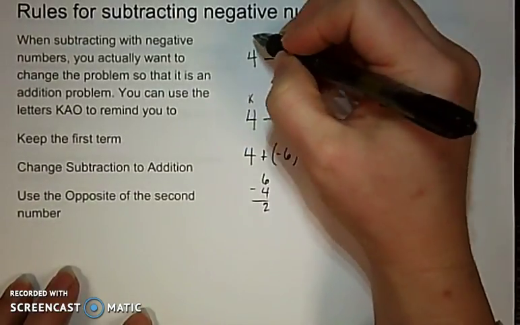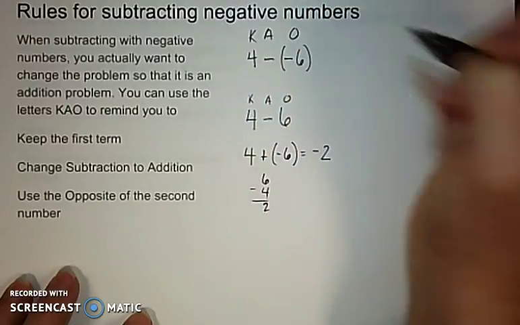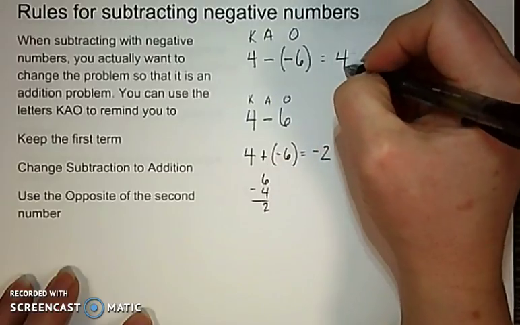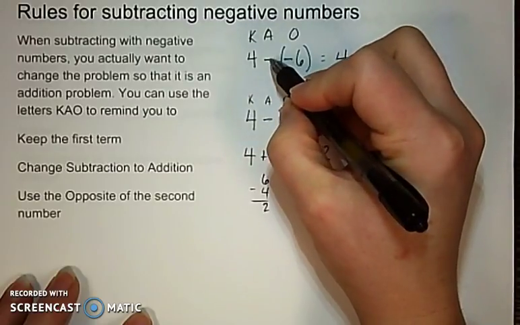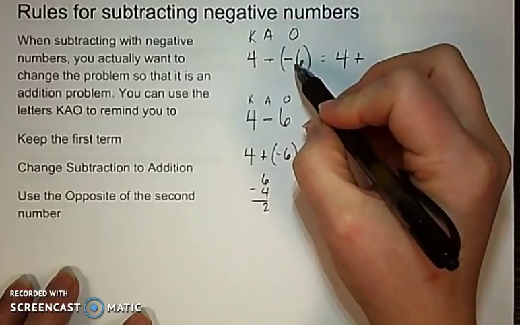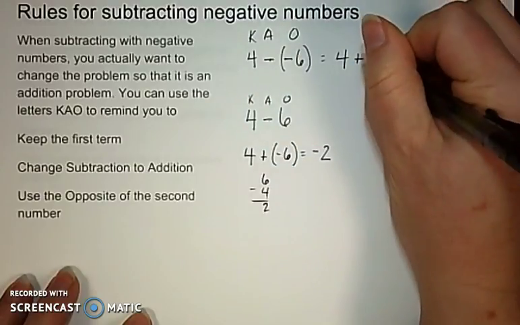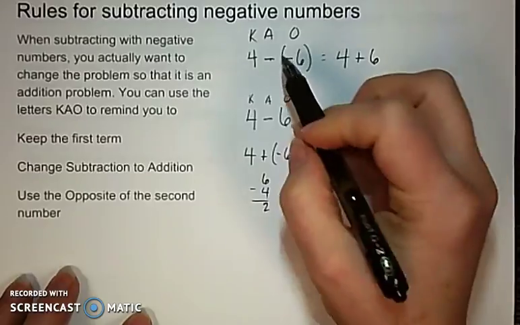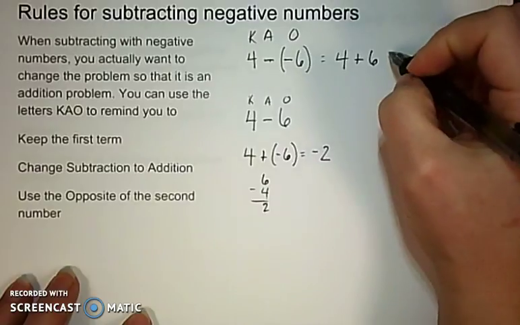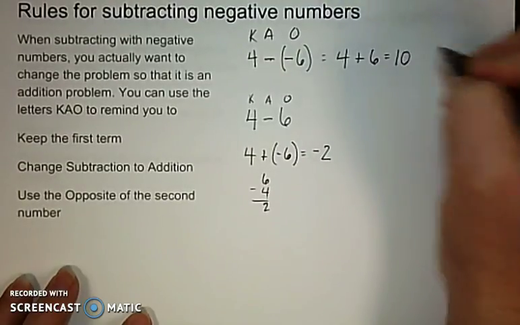Up here on this one, I'm going to add an opposite as well. I'm going to keep the 4. I'm going to change the subtraction sign to addition. This time I have a negative 6. And so the opposite of that is positive 6. So subtracting a negative ends up being the same thing as adding a positive. And 4 plus 6, we just know, is 10.